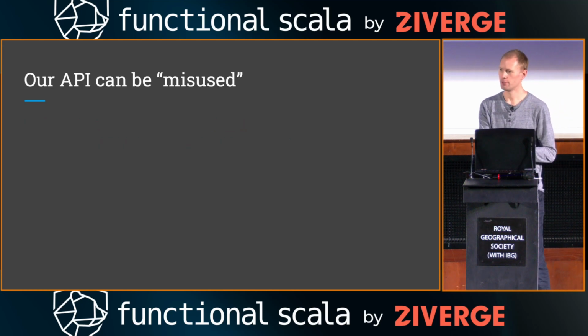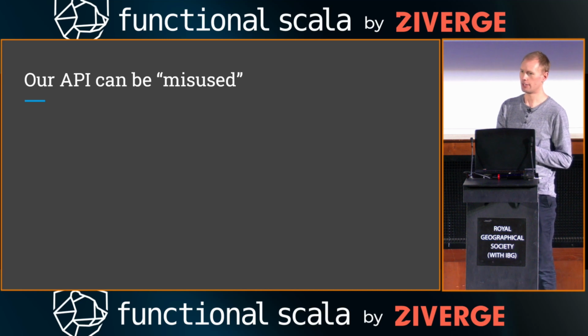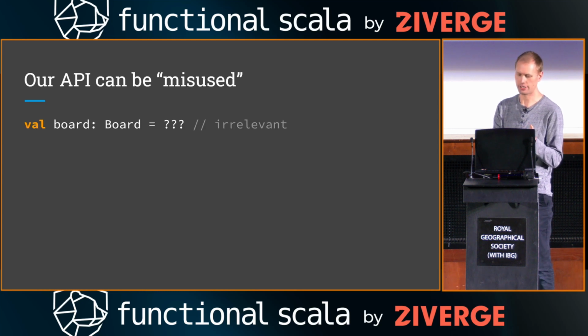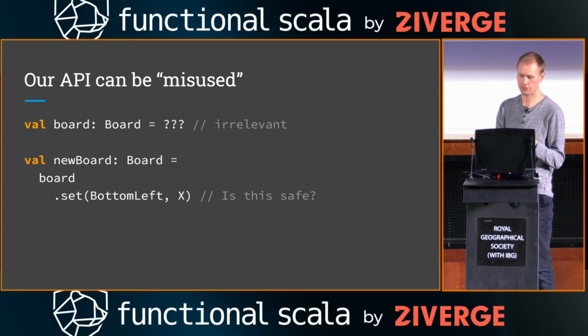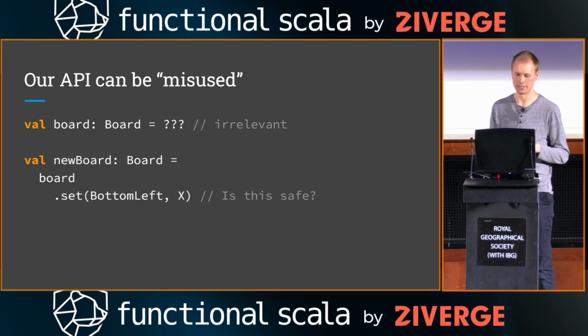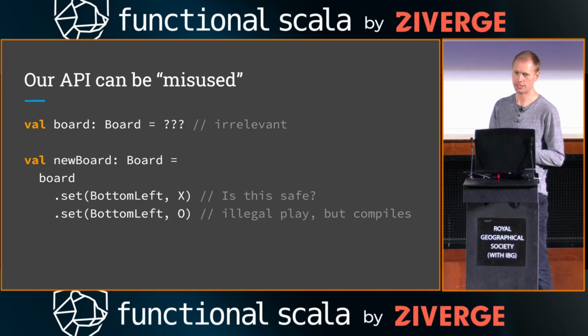So sometimes we feel like a person might be misusing our API, and let's see how that is the case here. Again, we had a board. In this tournament, we just had a board in some state, and then we saw that the bottom left at some point in the game got set to X. Well, is that safe? We don't know the state of the board. But we do know that when someone set the bottom left to O, that was definitely an illegal play.